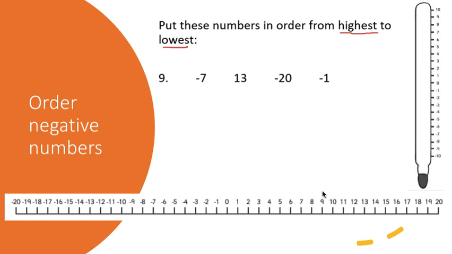And then let's work it out together. There's 9, there's minus 7, there's positive 13, negative 20, and minus 1. We're going from highest to lowest. The highest is 13, 9, minus 1, minus 7, minus 20. Well done if you got that correct.